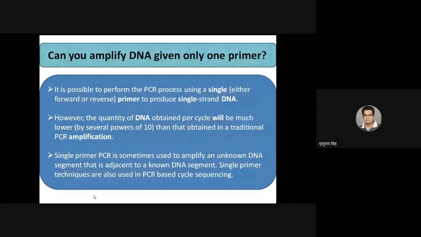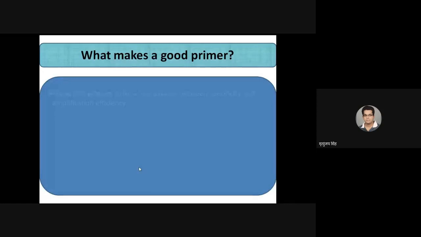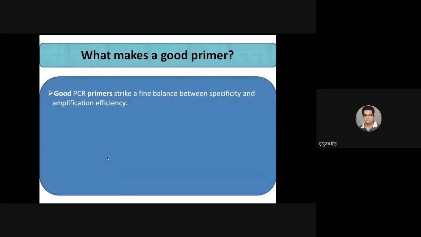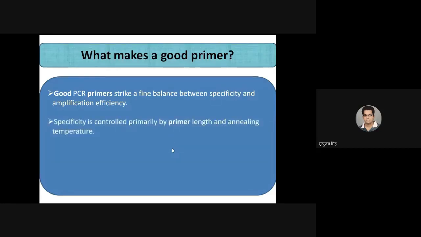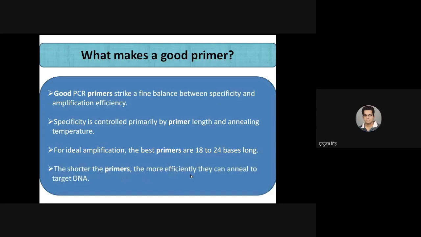What makes a good primer? Good PCR primers strike a fine balance between specificity and amplification efficiency. Specificity is controlled primarily by primer length and annealing temperature. For ideal amplification, the best primers are between 18 to 24 bases long. And the shorter the primer, the more efficiently it can anneal to the target DNA.